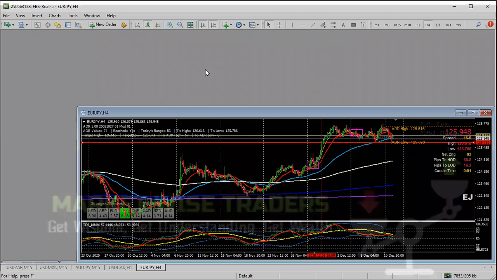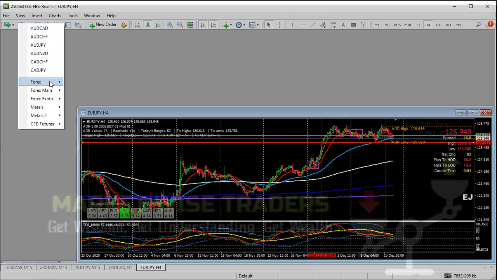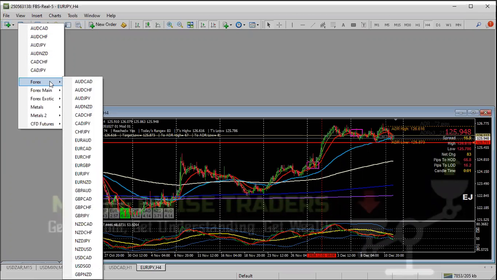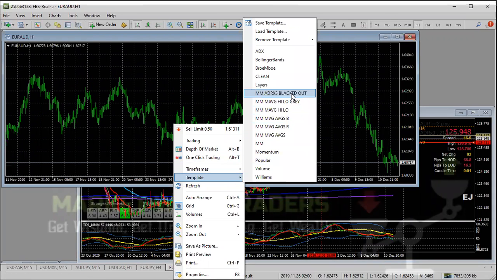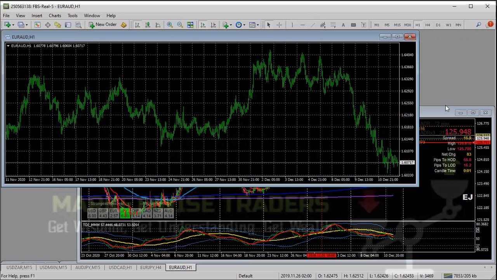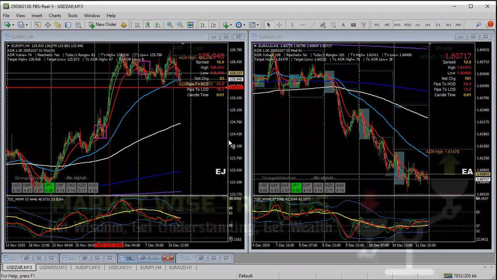But what I love to do is have a look at a cross pair. We're looking at Euro Yen. Who can I take? Let me take another Euro pair. Seeing as guys requested GA, let me have a look at Euro Aussie. This is what I'd encourage you to do. It's what we call a cross pair. This is my EJ.